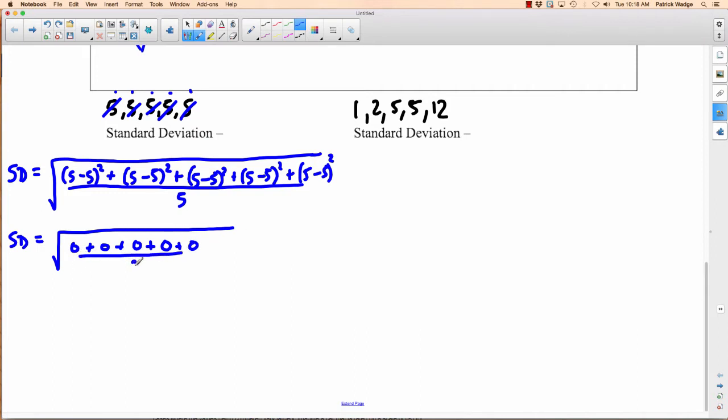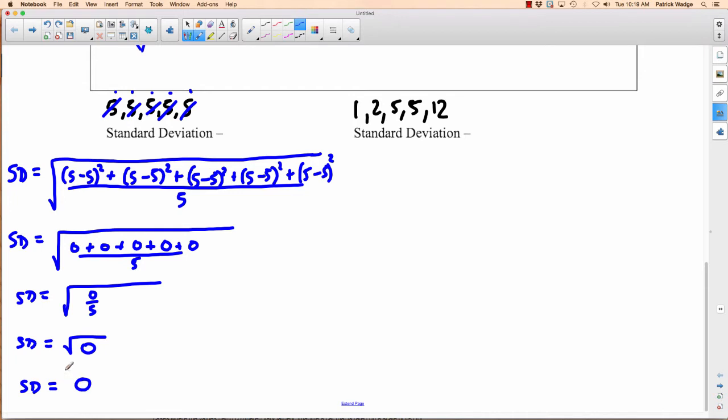And then we're going to divide it by 5. So if we add all those zeros together, guess what you get? You get 0. And we're going to divide it by 5. 0 divided by anything is 0. So the last thing we have to do is take the square root of 0. What multiplies by itself to get 0?